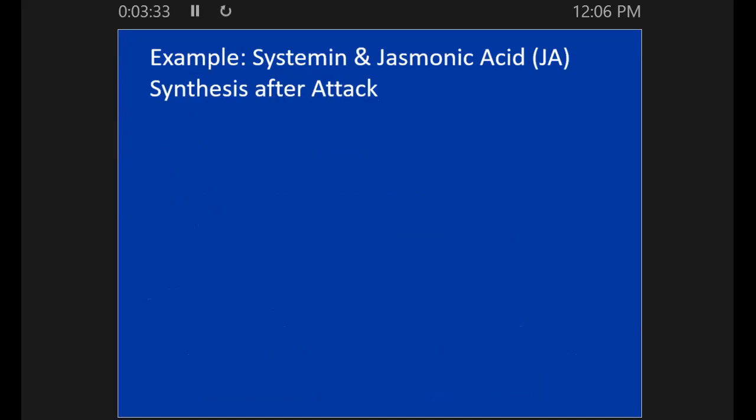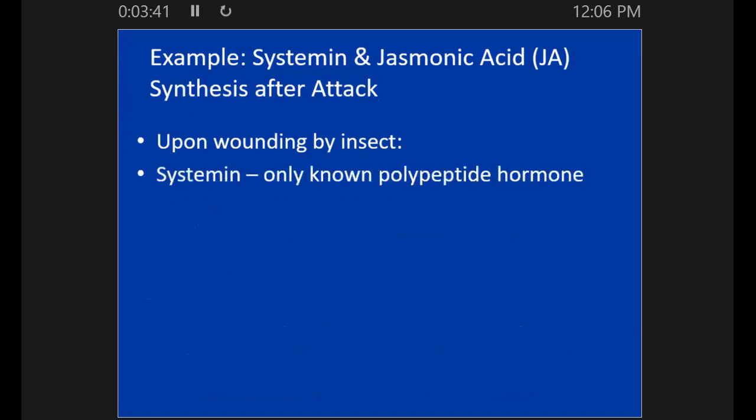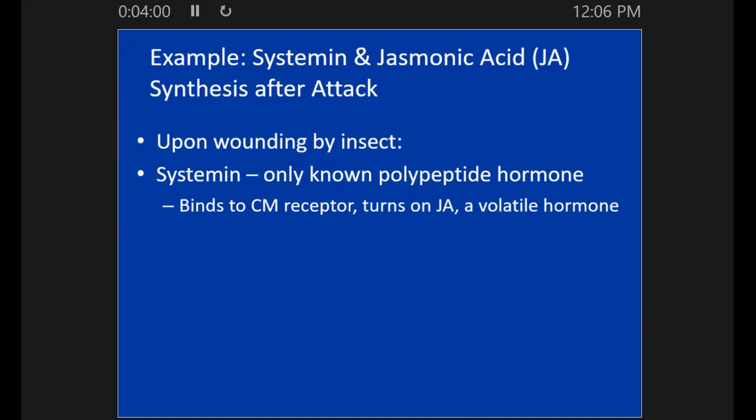So let's look at an example here. Let's say an insect is coming along and it's starting to chew on the plant. A couple of things happen right away. Cysteamine is a protein that's actually a hormone. It acts like a hormone. So far, it's the only one that they know, but there's probably others out there. We just haven't found them. So what they see happening is soon after the chewing by the insect, this cysteamine hormone is going to bind into a receptor on the cell membrane, CM cell membrane.